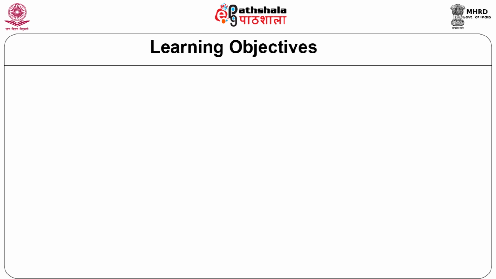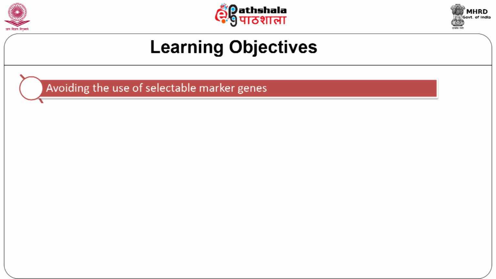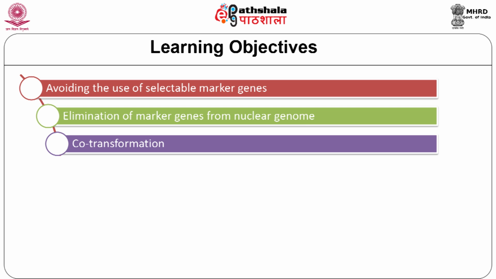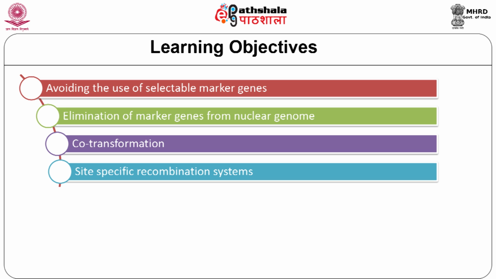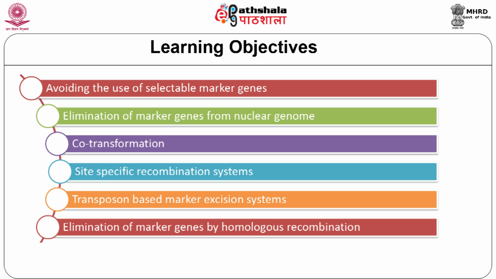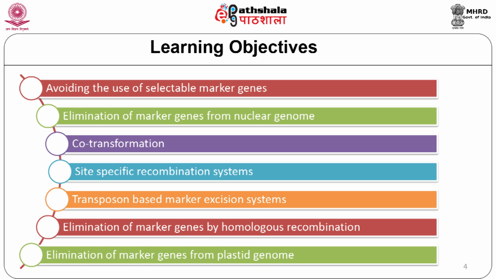The learning objectives of this module are avoiding the use of selectable marker genes, elimination of marker genes from nuclear genome, co-transformation, site-specific recombination systems, transposon-based marker excision systems, elimination of marker genes by homologous recombination, elimination of marker genes from plastid genome.